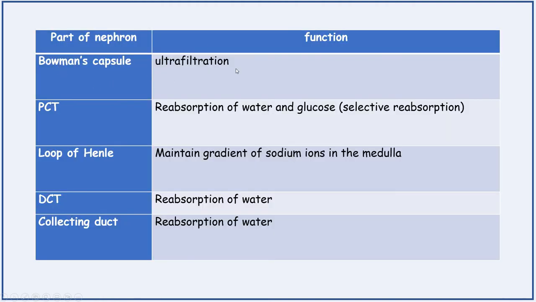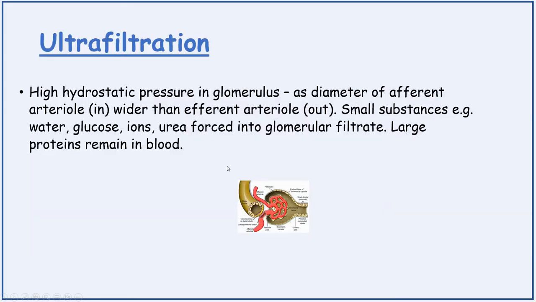The job of the Bowman's capsule is ultrafiltration. The proximal convoluted tubule is for reabsorption of water and glucose, which is known as selective reabsorption. The loop of Henle is to maintain the gradient of sodium ions in the medulla. The distal convoluted tubule is to reabsorb water. The collecting duct is again for reabsorption of water.